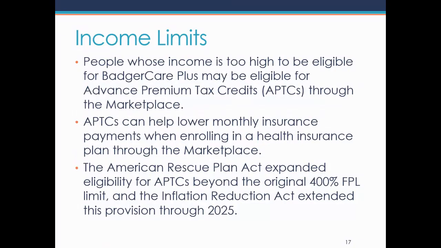People whose income is too high to be eligible for Badger Care Plus may be eligible for advanced premium tax credits, or APTCs, through the marketplace. APTCs can help lower monthly insurance payments when enrolling in a health insurance plan through the marketplace. The American Rescue Plan Act expanded eligibility for APTCs beyond the original 400% FPL, and the Inflation Reduction Act extended this provision through 2025. Since this session is specifically about Badger Care Plus, we won't be going into details about APTCs and health insurance through the marketplace, but we did want to mention those expanded eligibilities for APTCs.